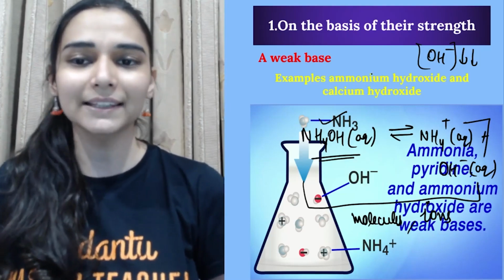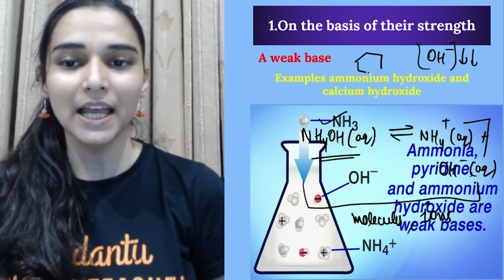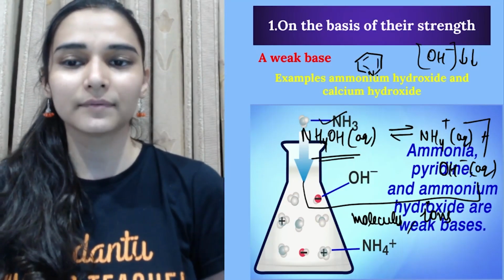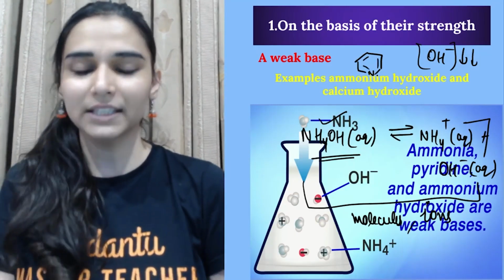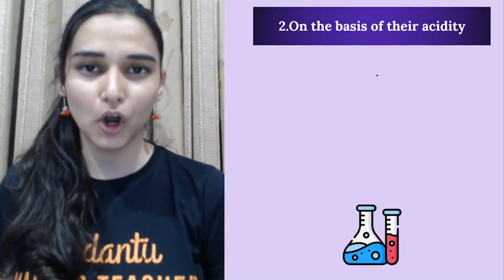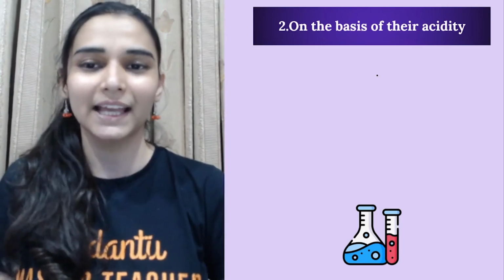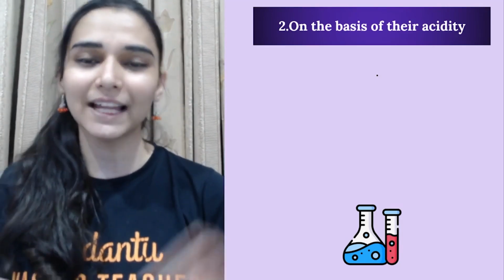Pyridine, that you will study in class 11th in detail. That is also a very good base. Okay, so you can use that also. It's used as a solvent commonly and as a raw material to synthesize a lot of things. In the paper industry also we use it. So that's again a weak base.